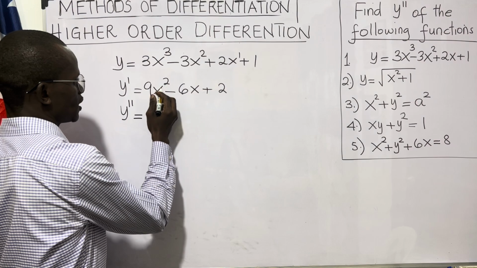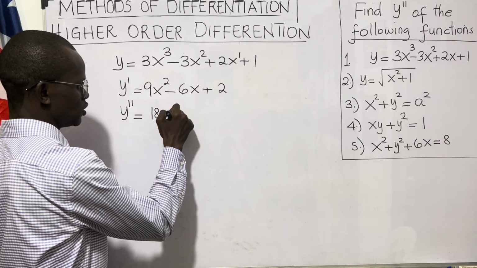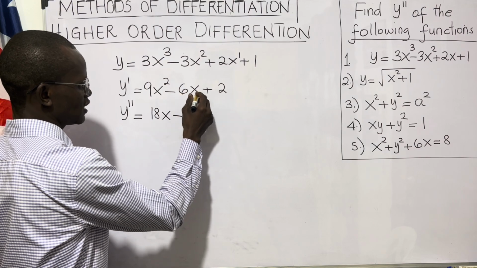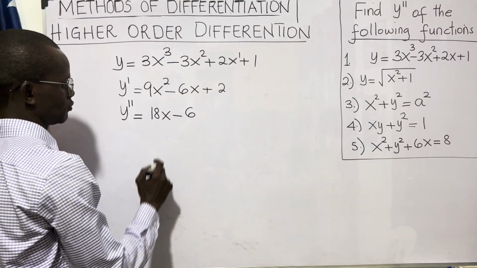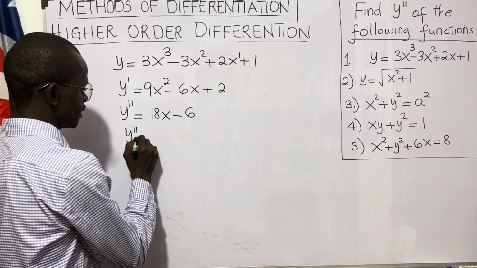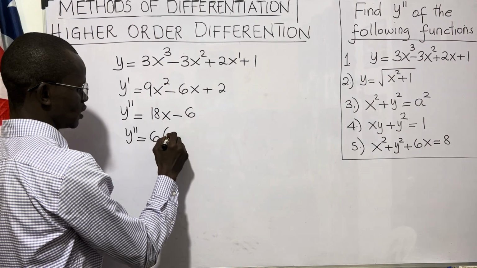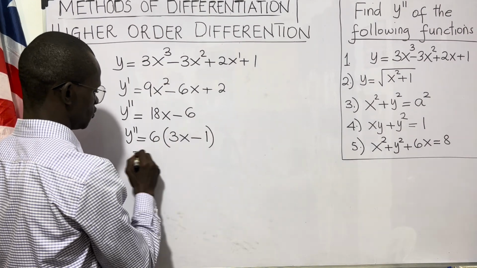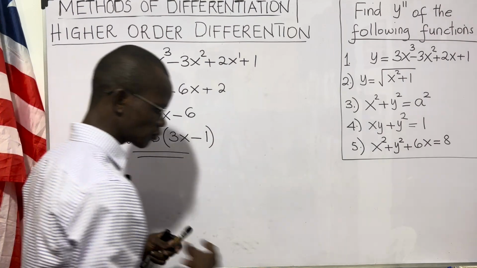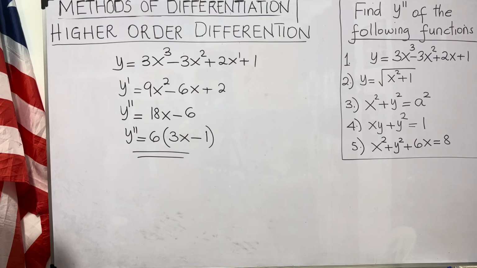So this one now becomes 2 times 9 is 18x. You reduce the power by 1. And then 6x is just 6. The derivative of a constant goes to 0. So y prime prime, we can simplify this by factoring out 6. 6 into 18 goes there 3 times. 6 into 6 goes there 1 time. So this is the first problem. Let's solve all the problems.